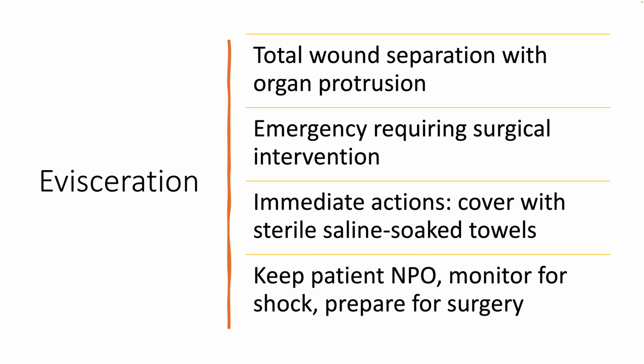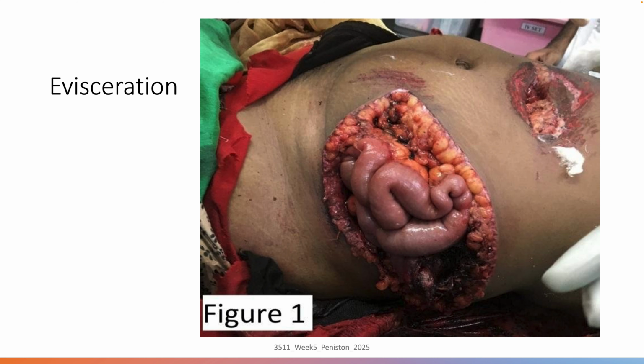Now, evisceration is total wound separation with organ protrusion. It's an emergency situation that requires surgical intervention. The immediate actions are to cover with sterile saline-soaked towels, keep the patient NPO, monitor for shock, call the physician or the surgeon, and prepare for surgery. And this is an example of evisceration. You can see the intestines have come through here.